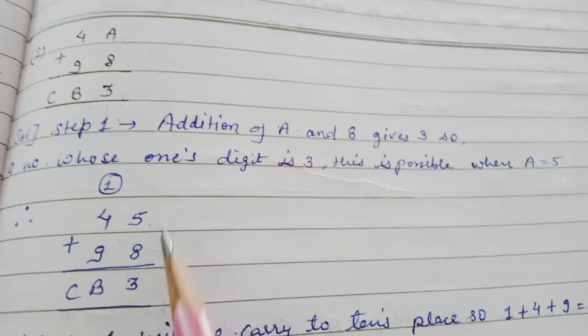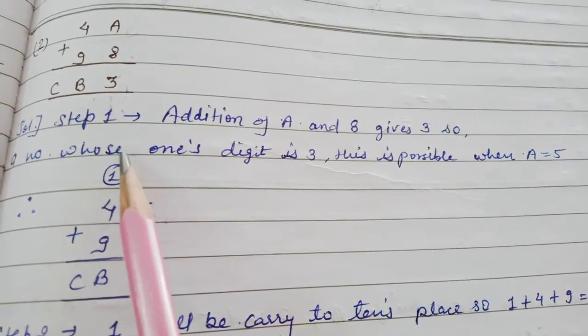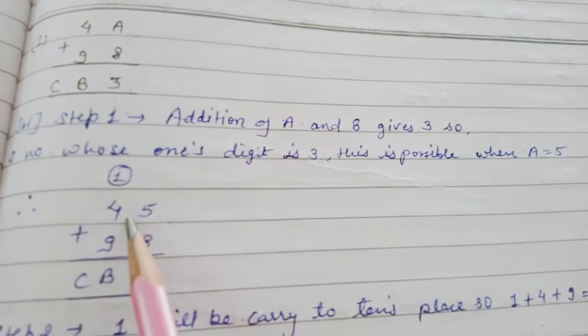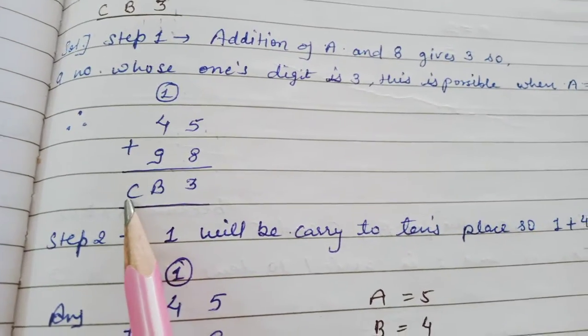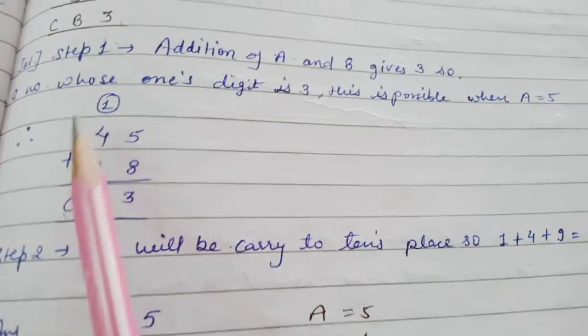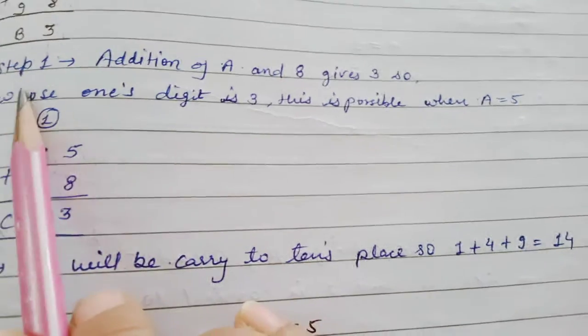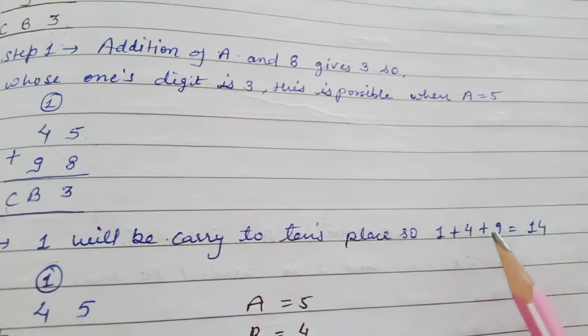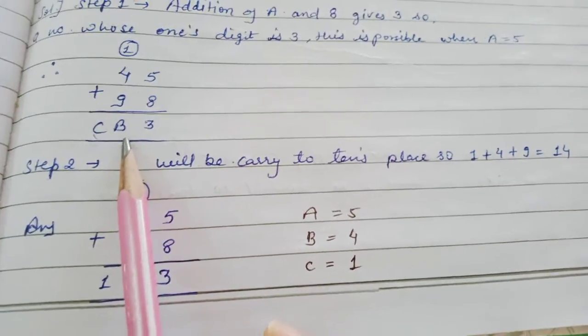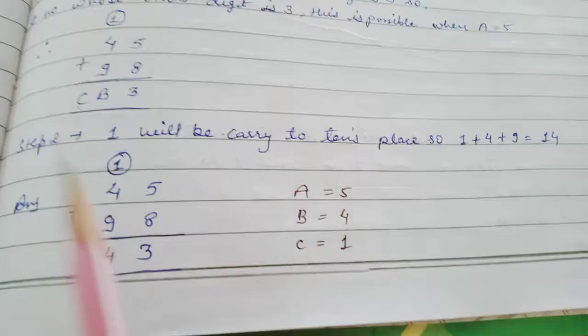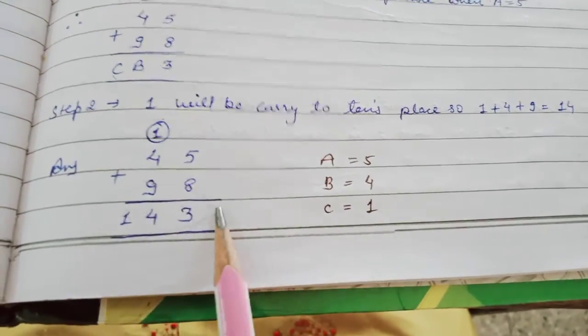So, put A equal to 5. It is 5 plus 8 is 13, carry over 1. 5 plus 9 is 14, so it is 4 and this is 1. The next step is that 1 will be carried to the 10s place. So, 1 plus 4 plus 9 is equal to 14. So, students, the value of A is 5, the value of B is 4 and the value of C is 1, and the answer is 143.